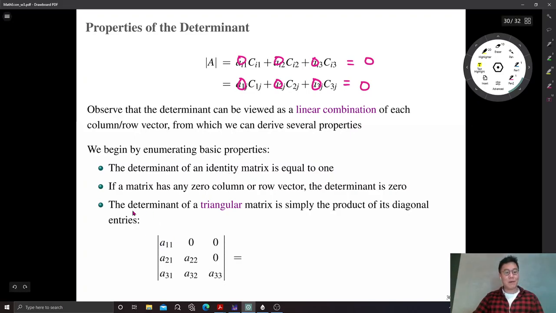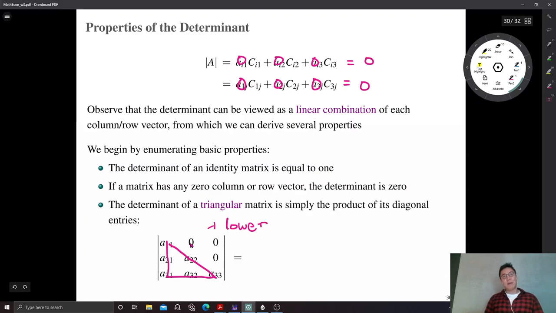And now let's think about the third one. Determinant of a triangular matrix is simply the product of its diagonal entries. Triangular matrix looks like this. Okay? So all the entries above the diagonal are equal to 0, like this. This is just one type of triangular matrix. So, this matrix forms a triangle like this. Okay? This is why this is called a triangular matrix.